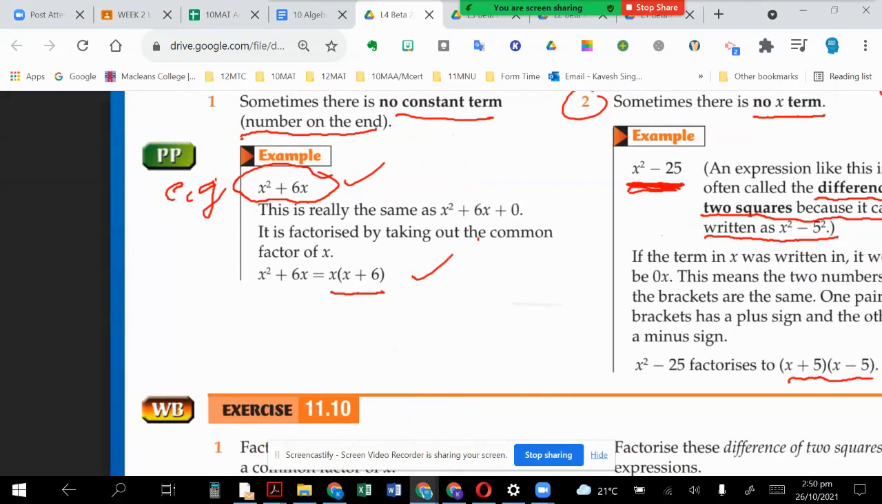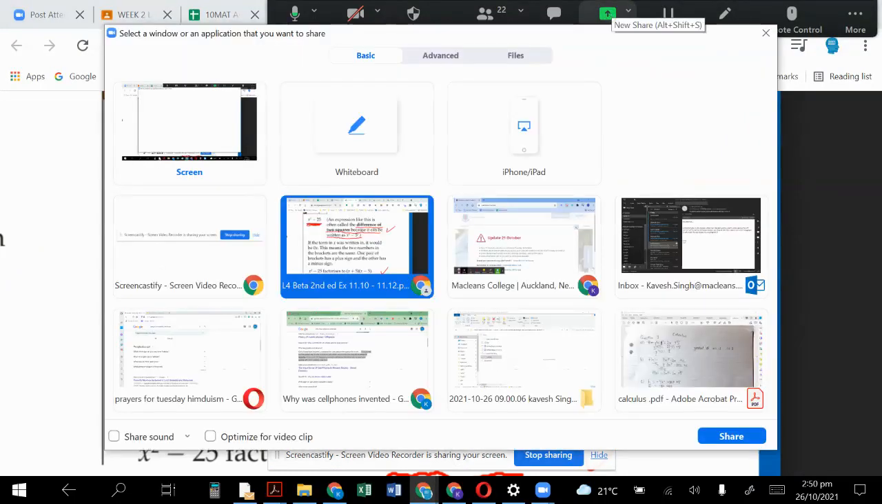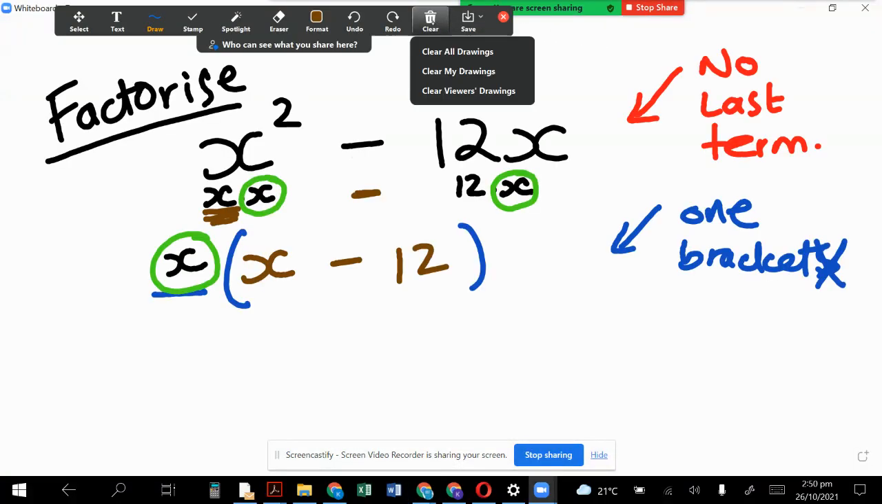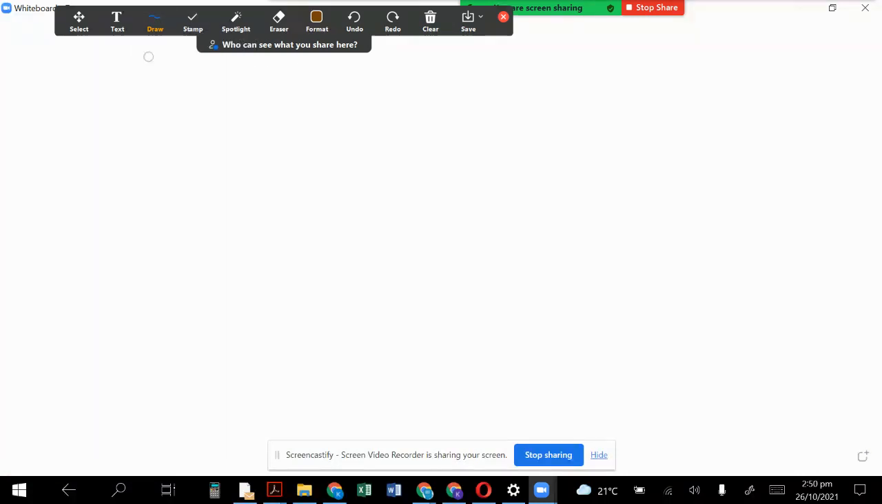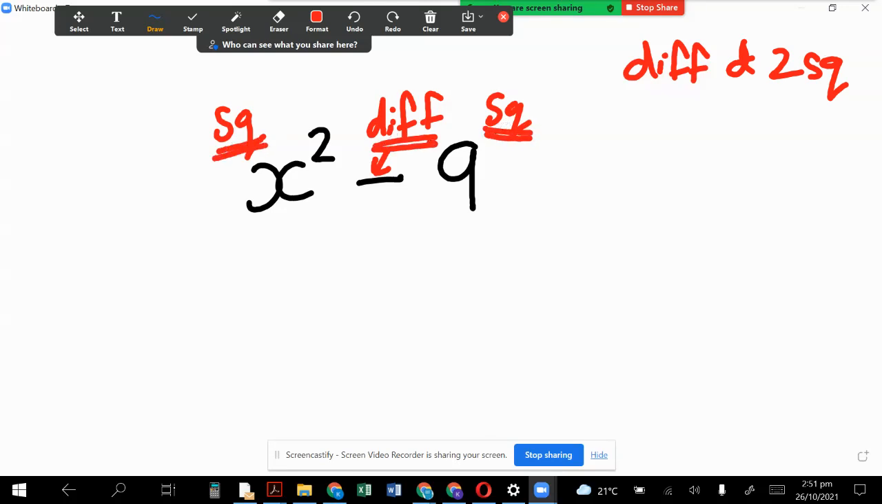Let's have a look at the next example. This is called a difference of two squares. Let's see what the difference of two squares would look like. When you've got a difference of two squares, difference is another word for minus, and two squares will normally have an x squared term and a perfect square, and a difference. So what you've got is a square, then your difference, and then another square. So this is a difference of two squares. Square 1, square 2, difference.